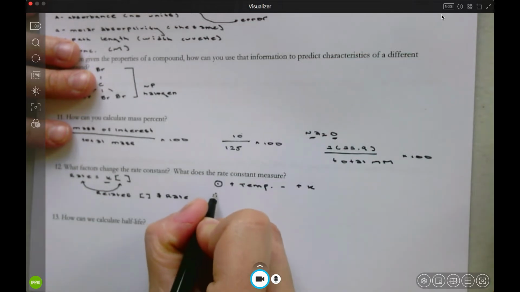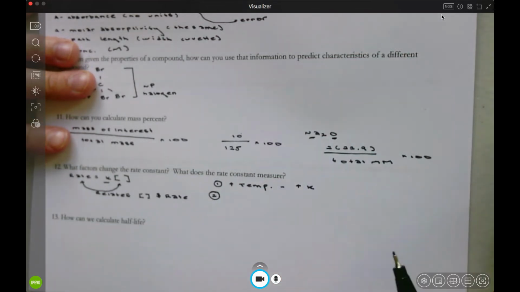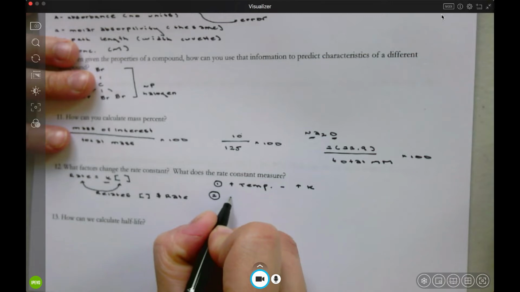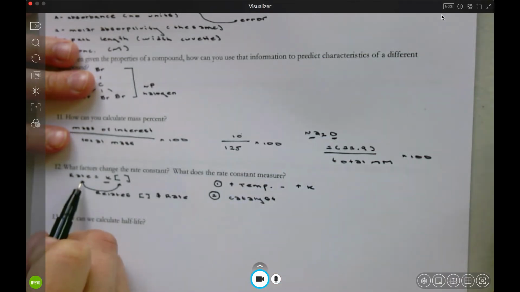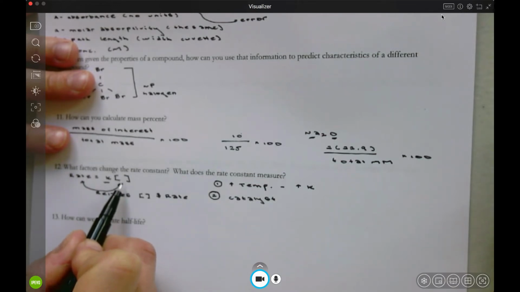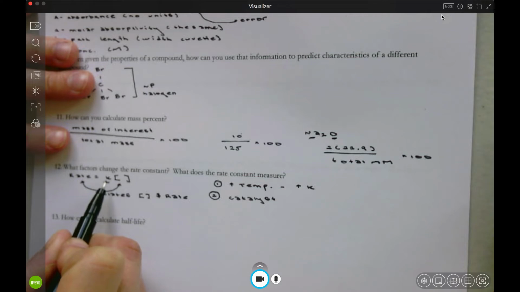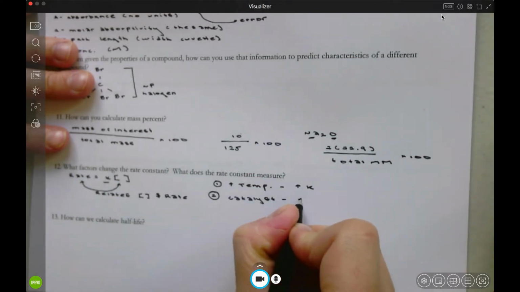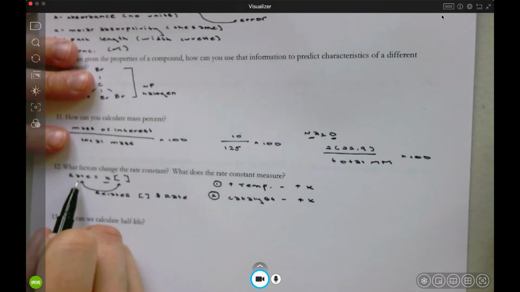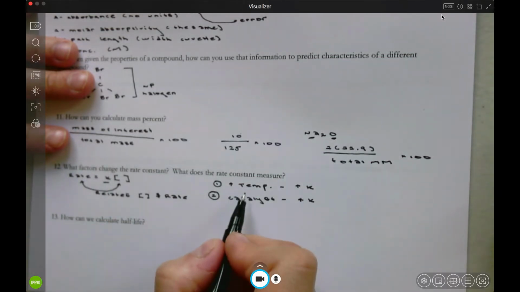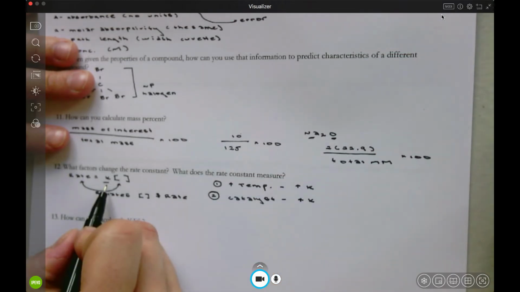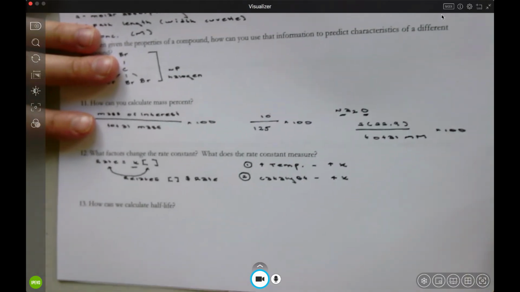The second one is adding a catalyst. So a catalyst speeds up your reaction rate. Okay, clearly it doesn't affect the concentration of your reactants, which means adding a catalyst must also increase your rate constant in order to increase your rate. So increasing temperature and adding a catalyst increase your rate constant, which then causes your rate itself to increase.